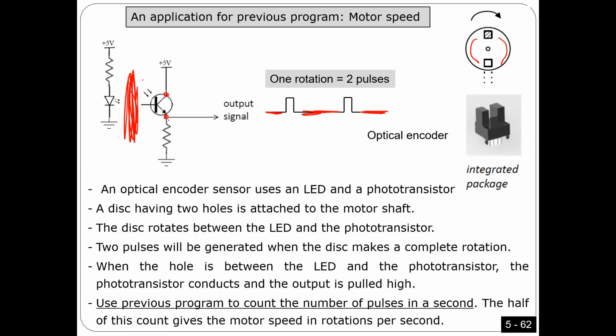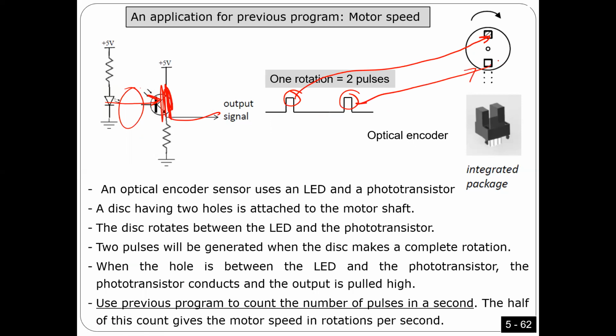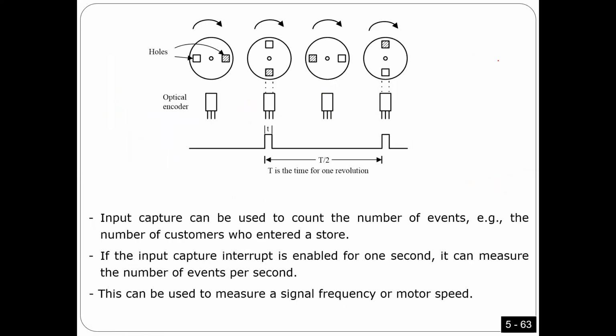Okay, once one hole comes here, the light is going to strike the base of the transistor and then turn it on. So the voltage here is going to be 5 volts. So these are the pulses here. This one is equivalent to this hole, and this one is equivalent to this hole. So that's exactly what happens here. Every time it's dark, and once the hole comes here, it's going to generate one signal, and so on.